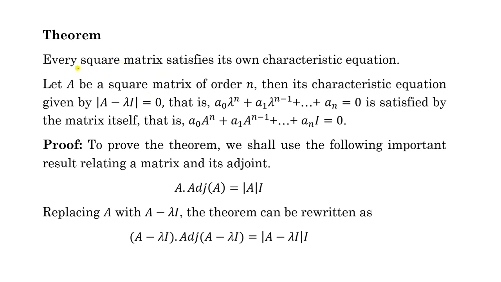Hello everyone. In this lecture, we will discuss the Cayley-Hamilton theorem. The statement of this theorem is: every square matrix satisfies its own characteristic equation. So how can we interpret this?